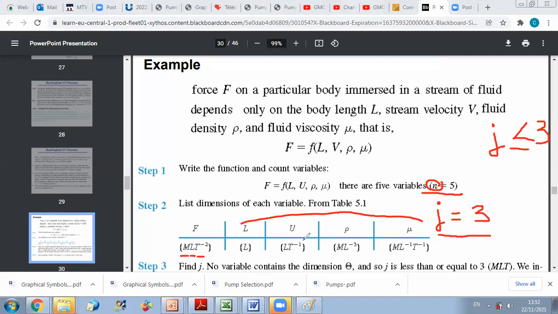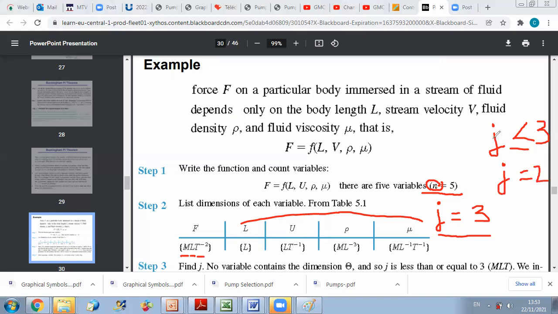What do I mean by this? If I can find 3 variables that cannot form a group, so if I combine them I cannot form a dimensionless number, then I set J equal to 3. If I cannot find 3 variables among these 5 that cannot form a group, then I say it's not possible to have J equals 3, and then I should try J equal to 2.